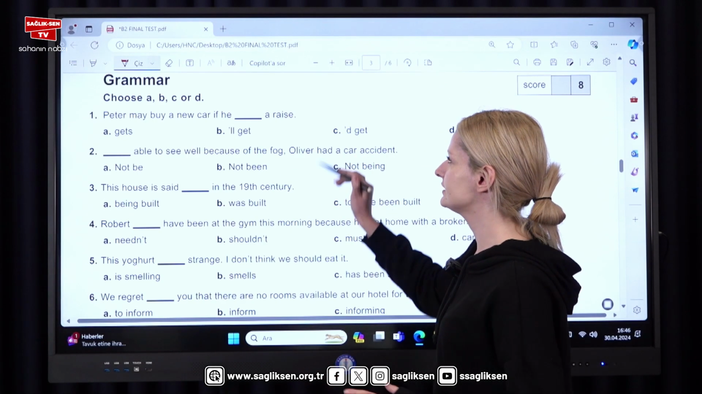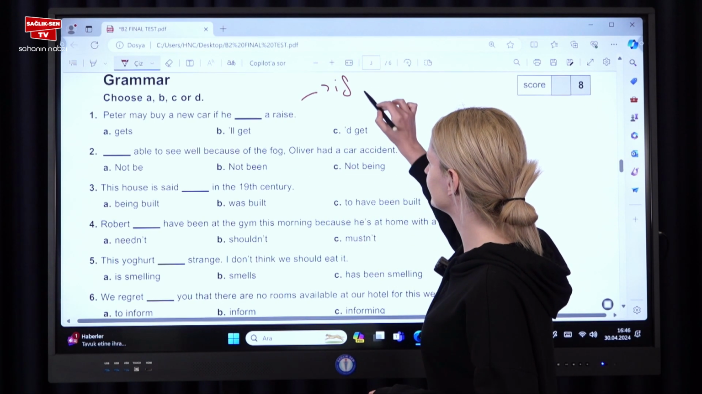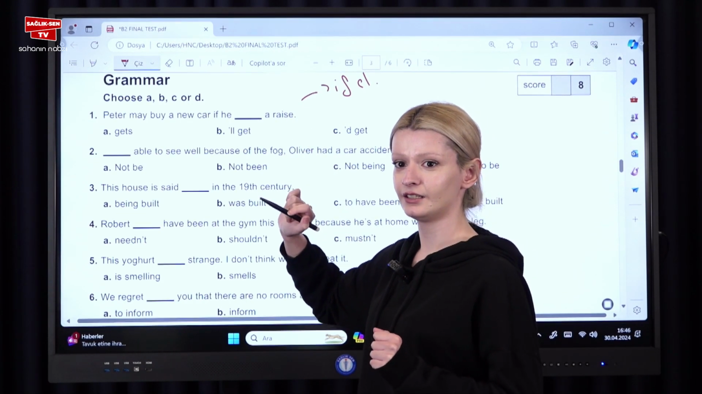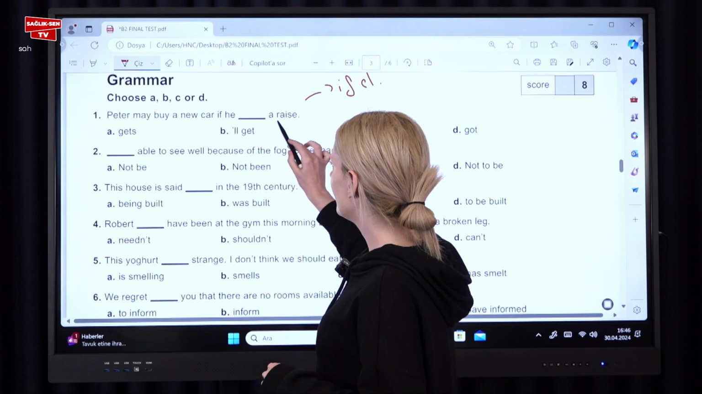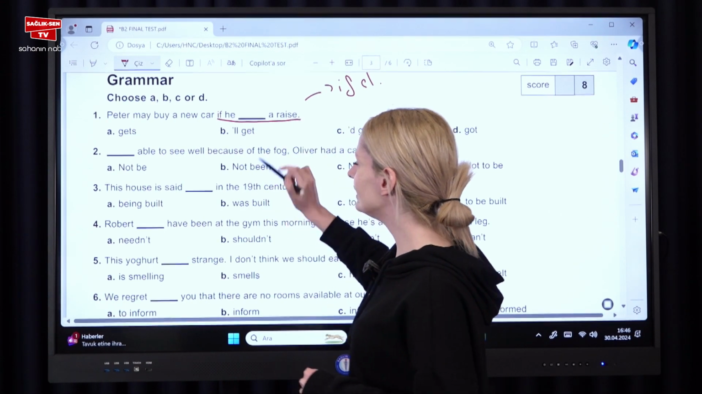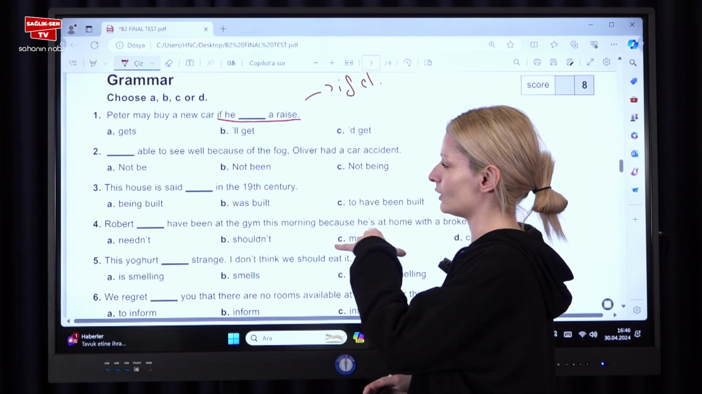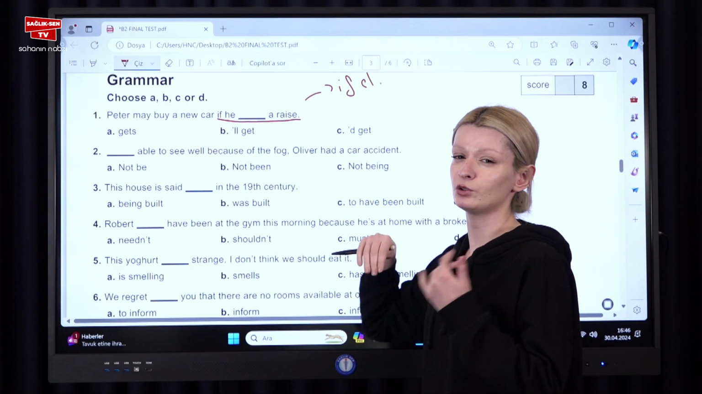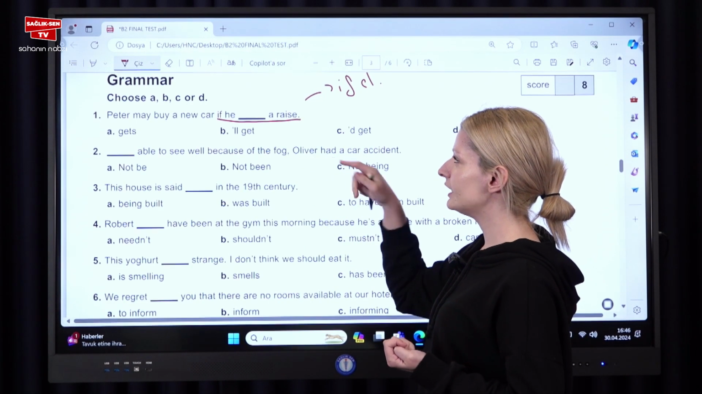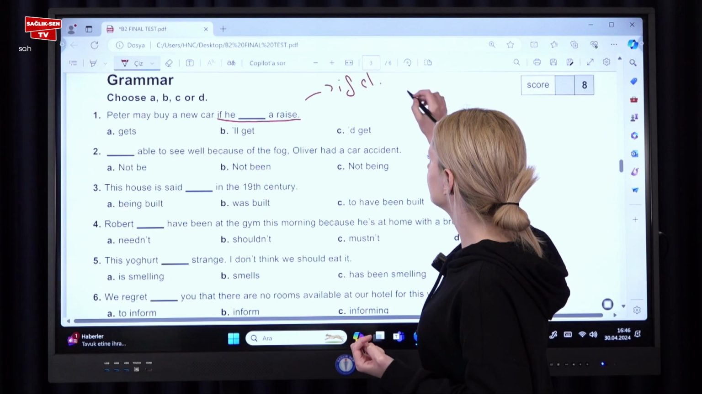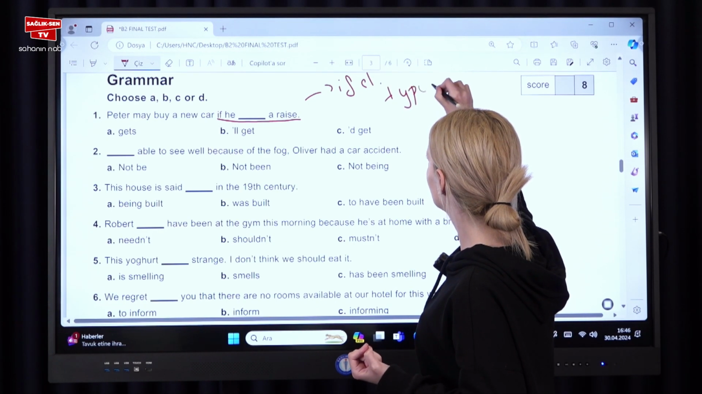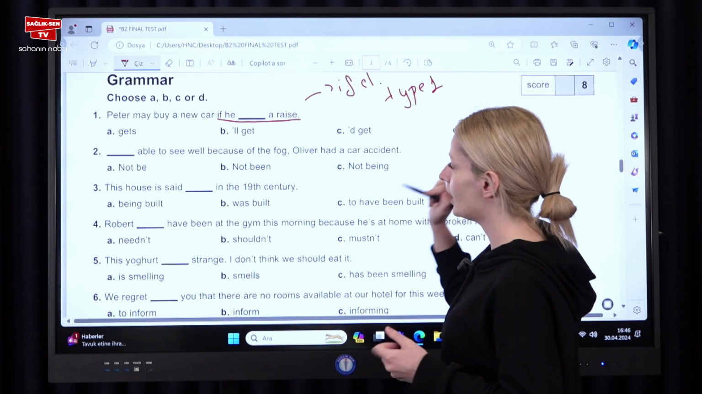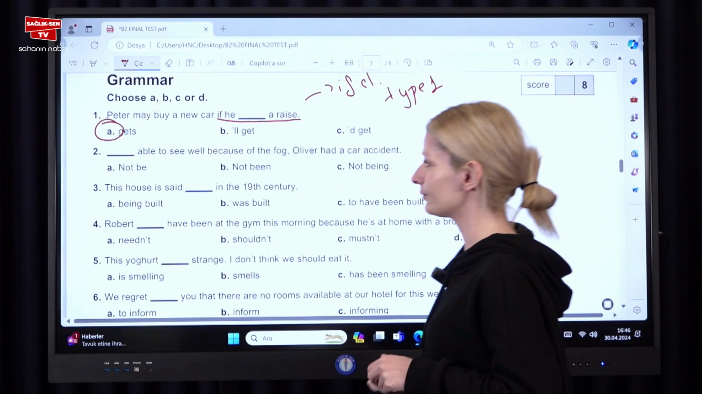We have a classic if-clause sentence. As you can see, our if-clause sentence is in the second one, and when you look at "Peter may buy a new car", we see a Modal 1 use. So it means that this is a type 1 if-clause conditional, so our answer is going to be A.